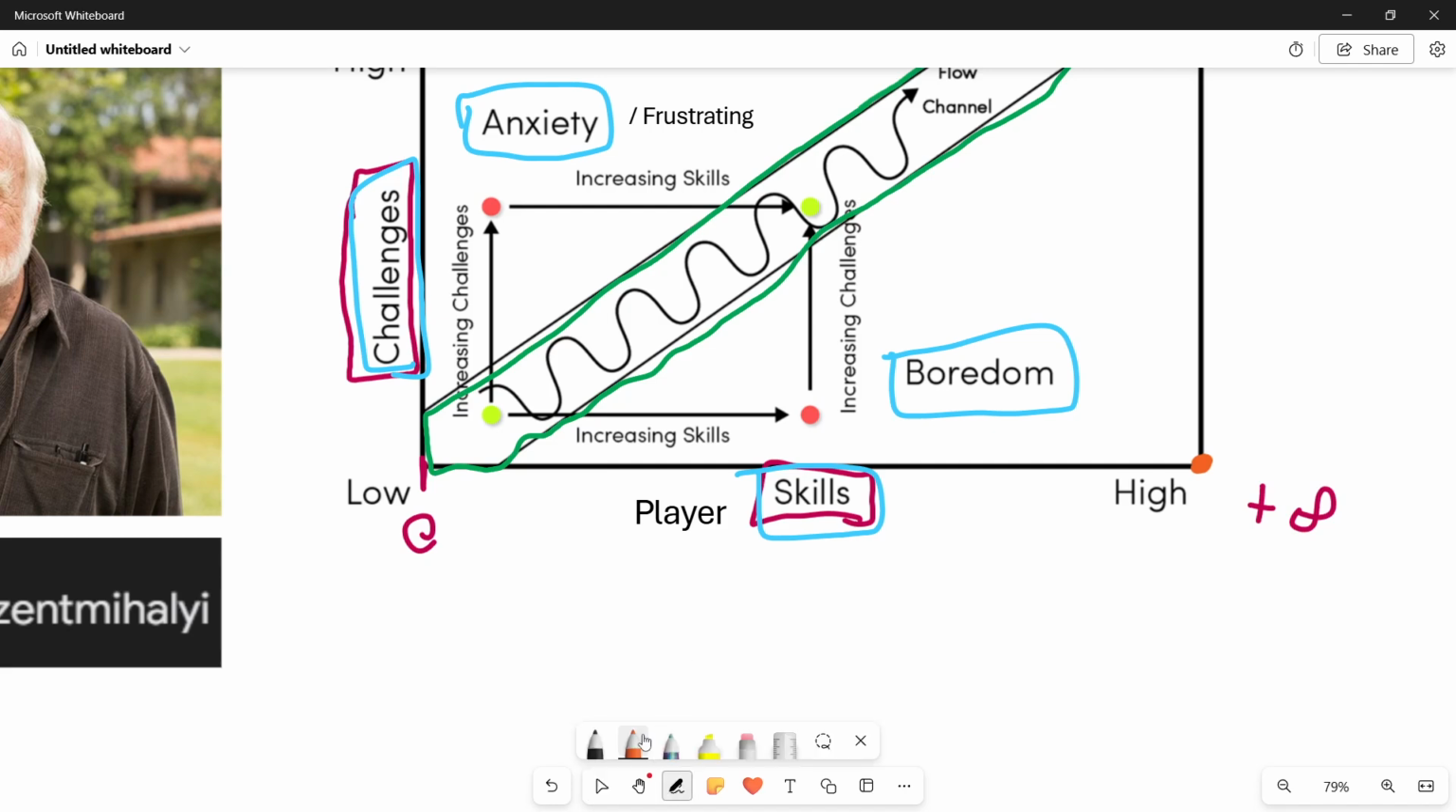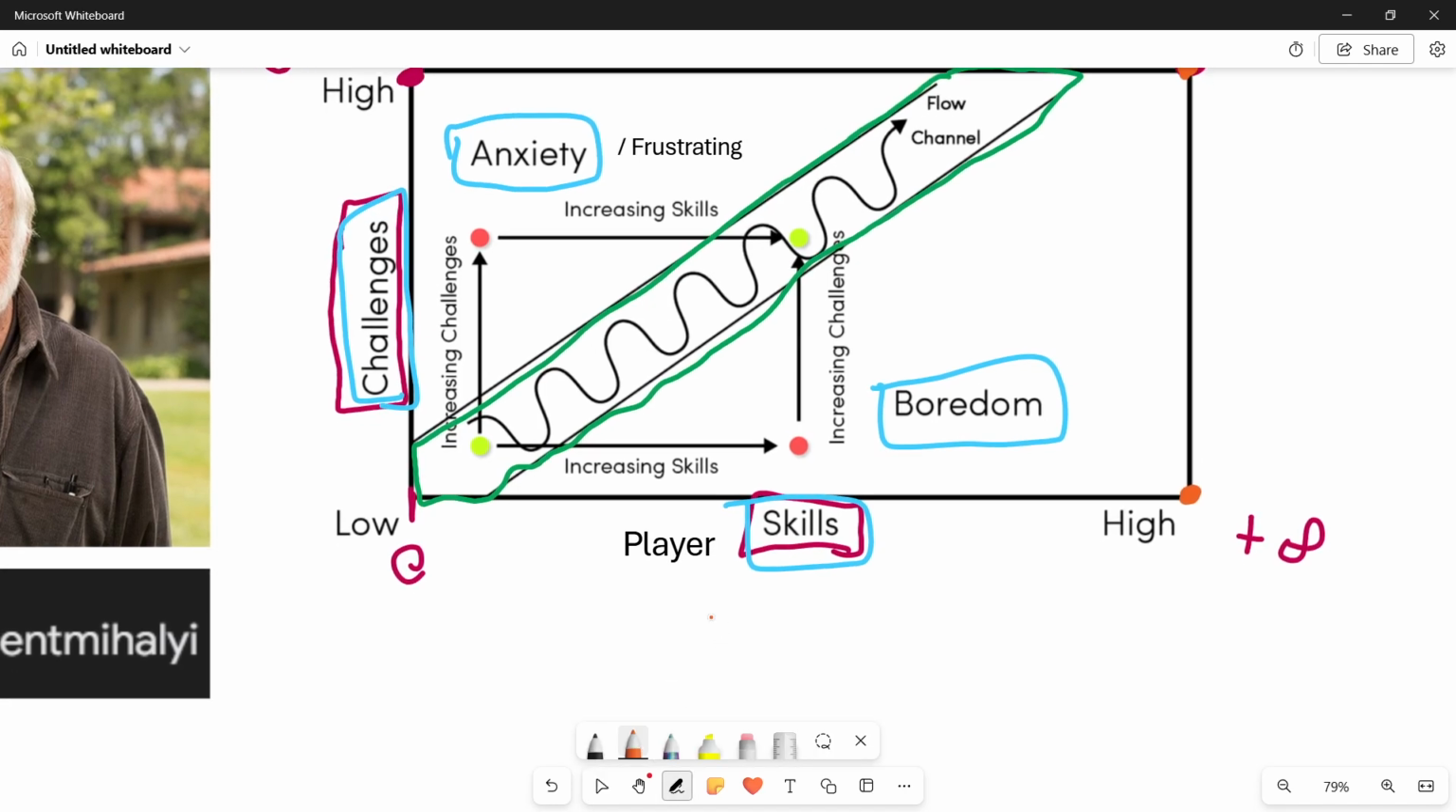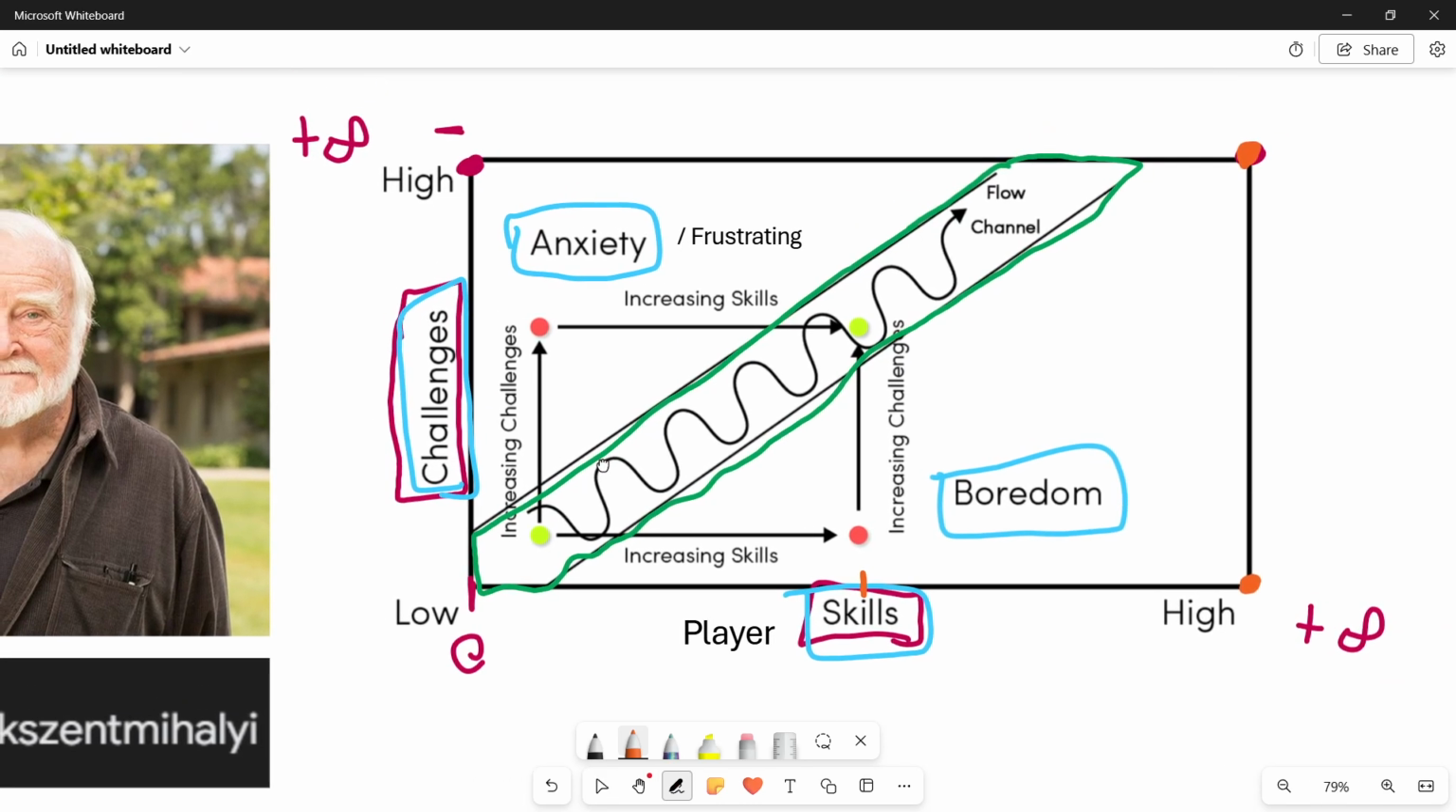So once again, to recap, if our player has, for example, medium skills, so it's around over here, and the level of challenge that they have to do is also kind of middle, so it's not super high, it's not super impossible, but it is doable. So it's around here.